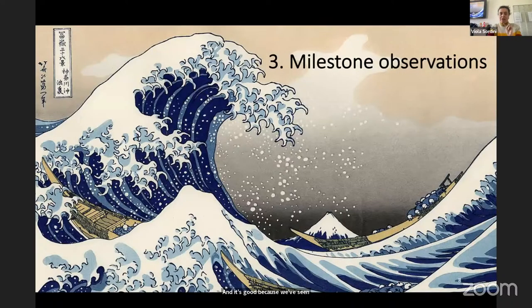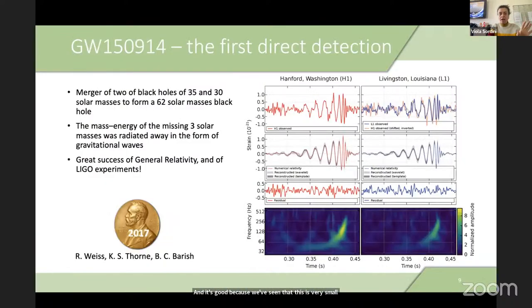Okay, so I have to discuss a couple of milestone observations. Let me first start with the first observation. This was in 2015, and it was really groundbreaking, the first BBH merger. This was a great success both for general relativity and for the LIGO experiments. You recognize here the plot of the strain in time, and then the frequency versus time plots. I don't think I have to stay long on this slide because you've actually played with this exact data during the tutorial. So I guess you're experts on that.